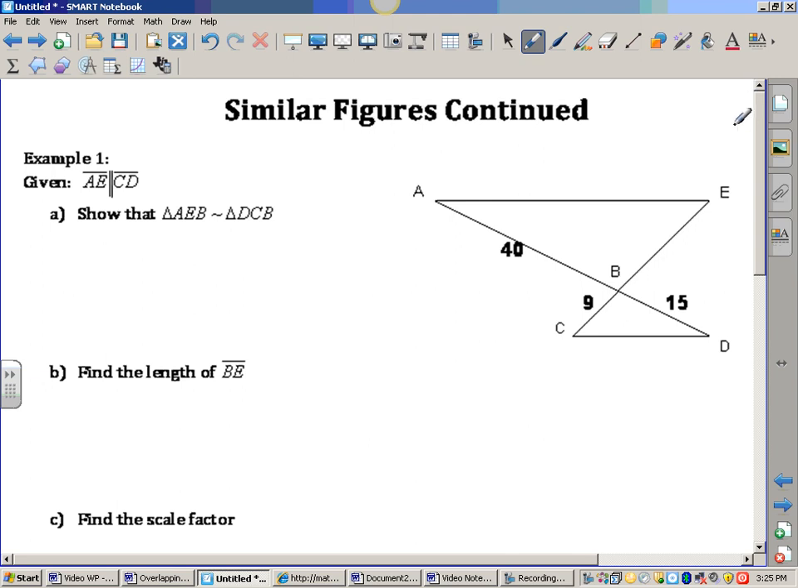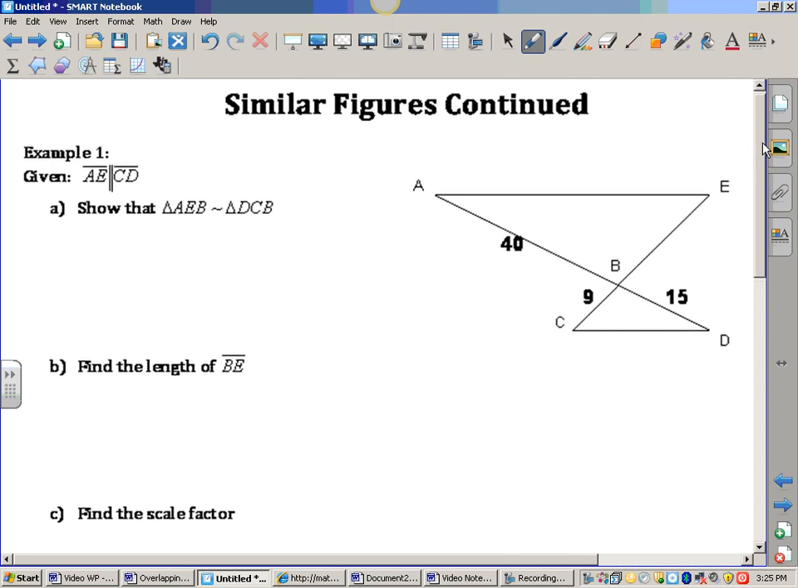So here we go. We've got our note sheet. We're not really learning anything new today. We're just taking what we already know and applying it in a little bit of a new way. All they give us with this picture is that AE is parallel to CD. So all it's really telling us is that this line is parallel to this line. Again, parallel is denoted by the arrows.